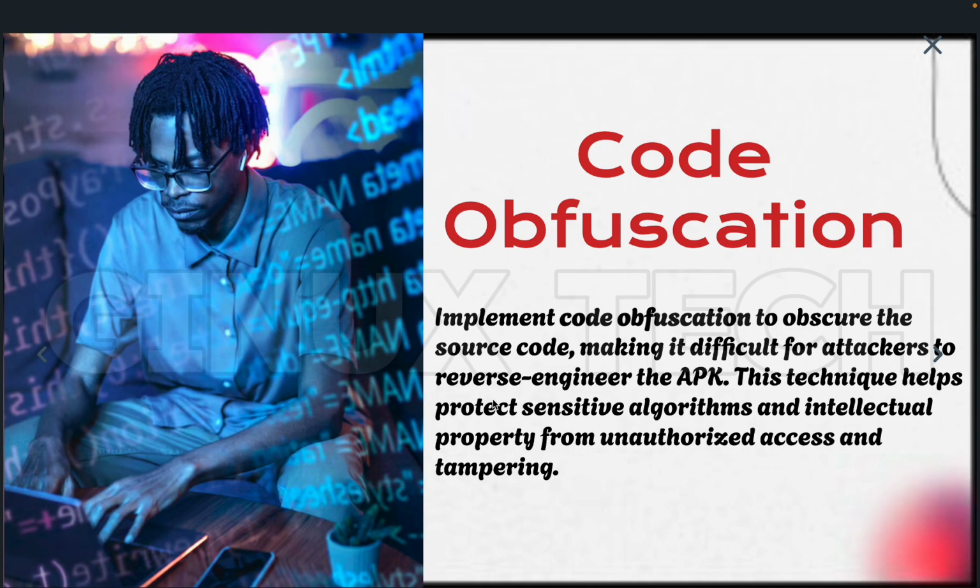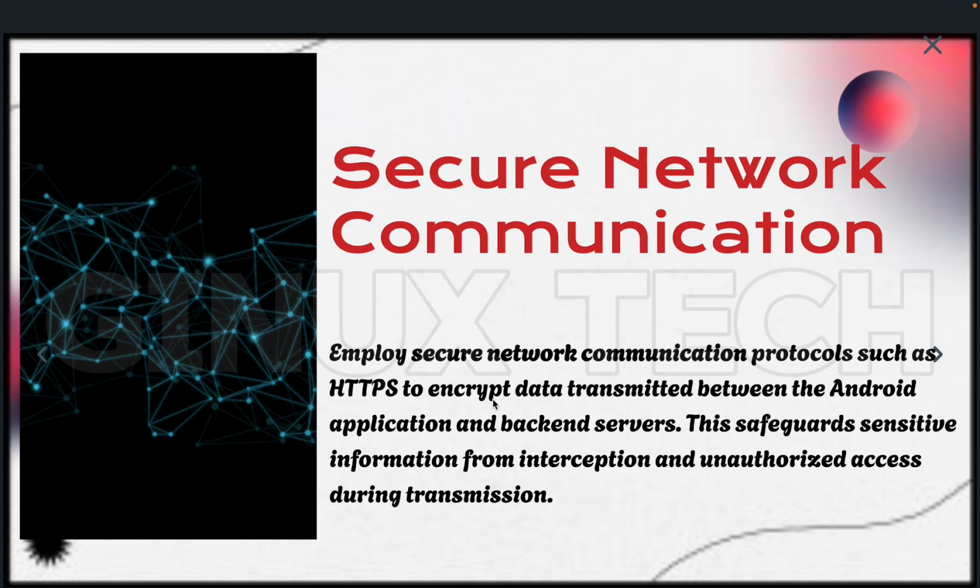Okay, what's the second point we'll be talking about? The second point here is secure network communication. So what does this mean? Employ secure network communication protocol such as HTTPS to encrypt data transmitted between the Android application and backend server. This safeguards sensitive information from interception and unauthorized access during transmission.